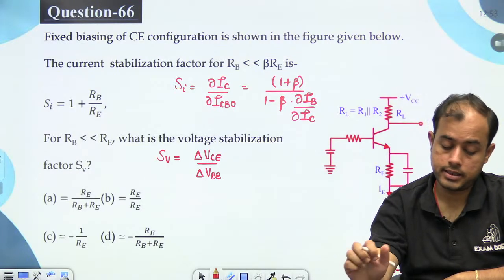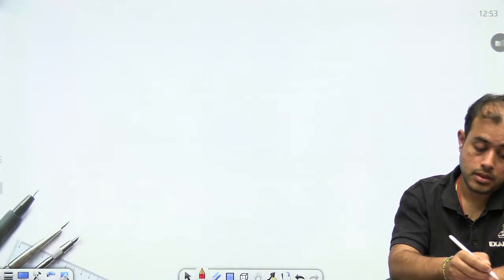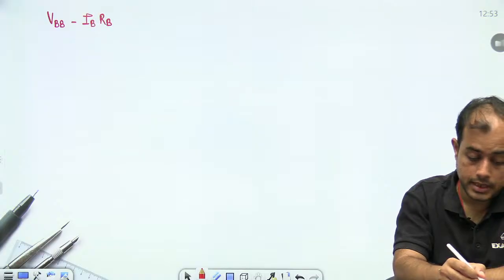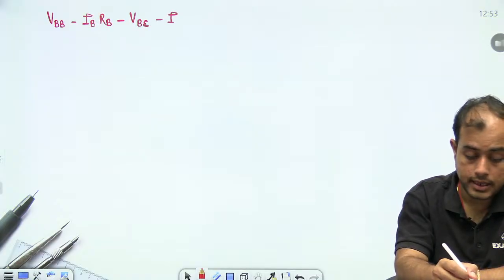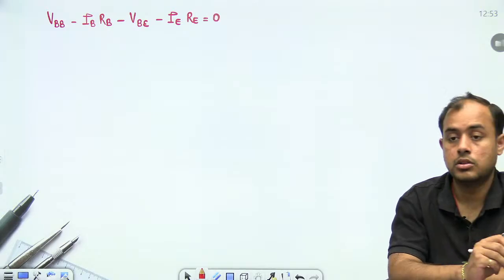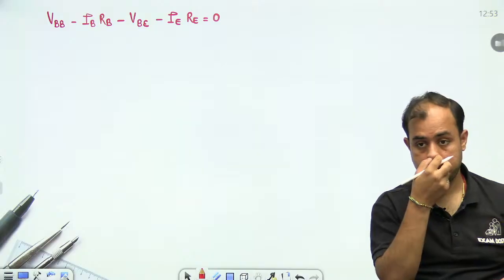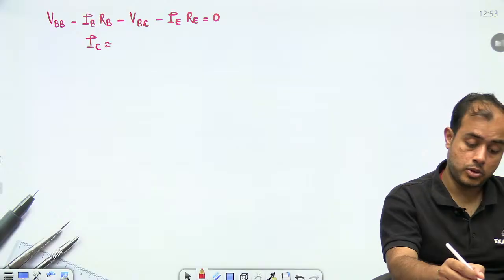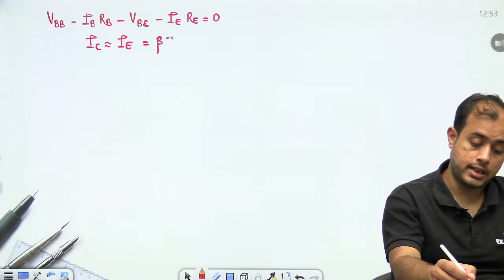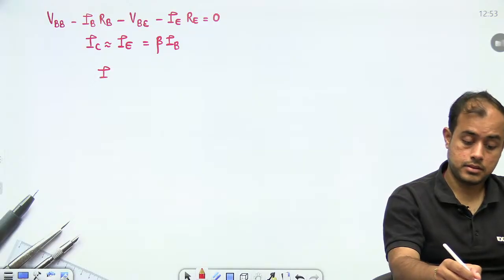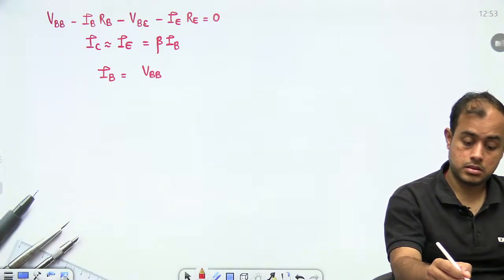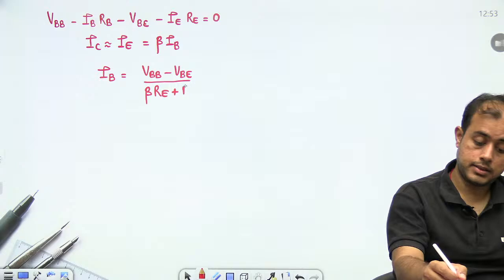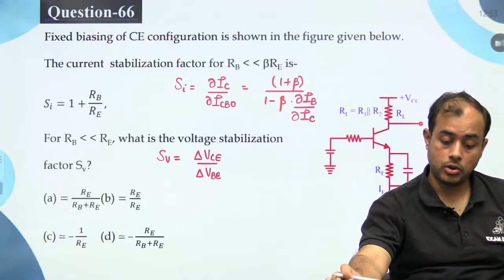अब सप्लाई वोल्टेज आ जाएगा, देखो VBB माइनस IB RB माइनस VBE माइनस IE RE। ओके, ये आया। अब मान लो IC is approximately equal to IE which is equal to beta IB। ओके, beta RE plus RB, this is your IB. Now what is VCE?